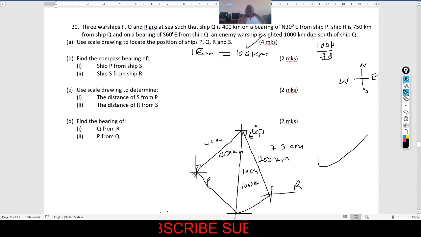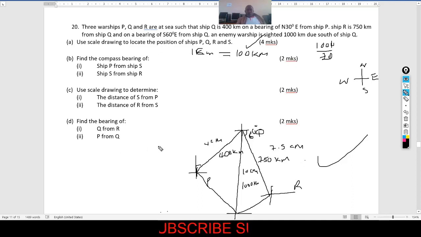Differences between compass bearing and true bearing. Whatever is given here is a true bearing. Compass bearing is always measured from the north in a clockwise direction. That is the compass bearing.